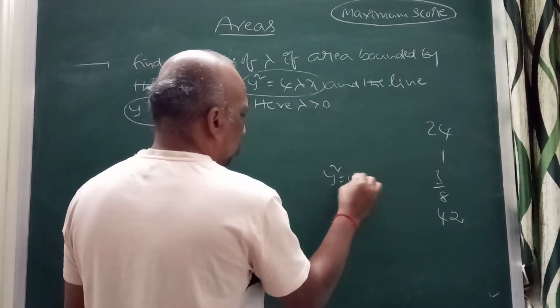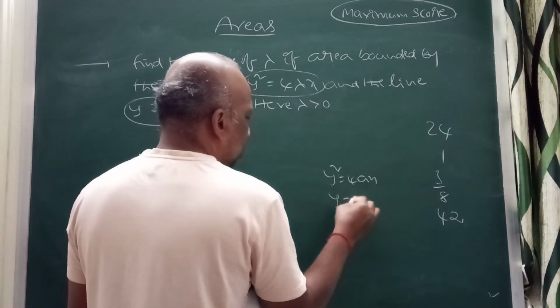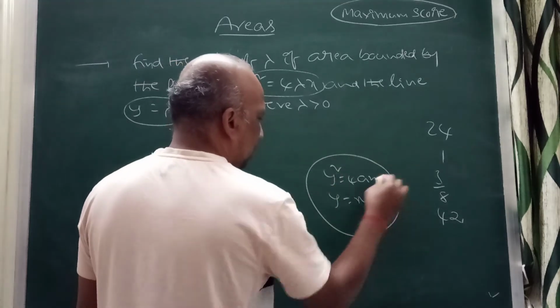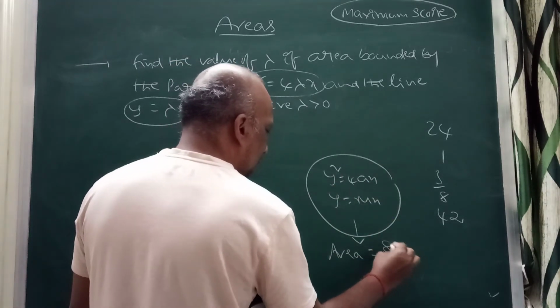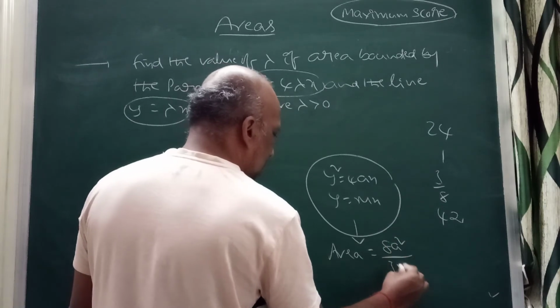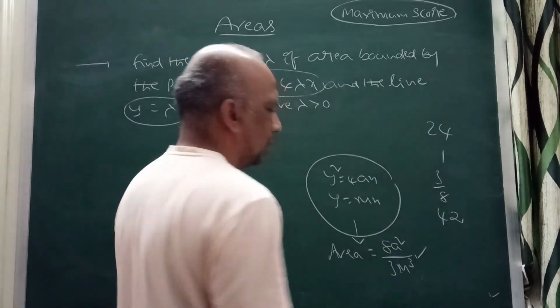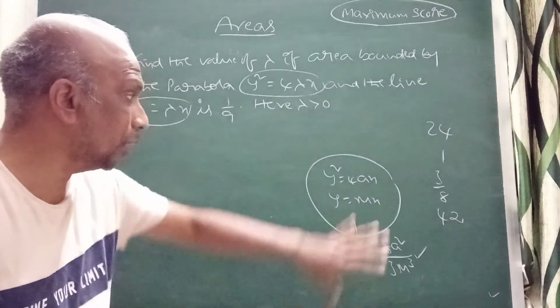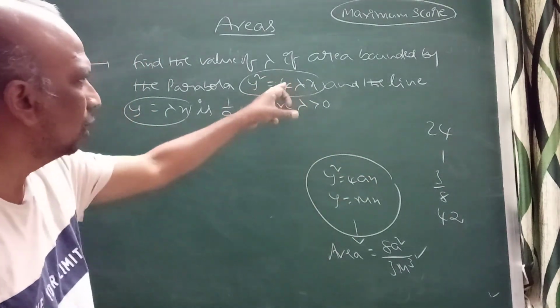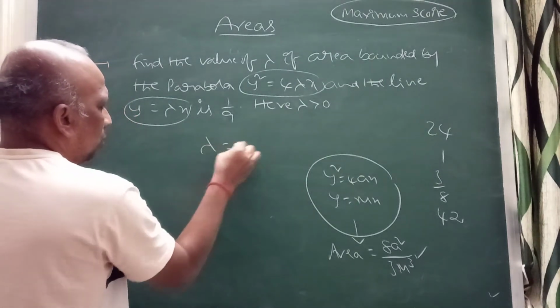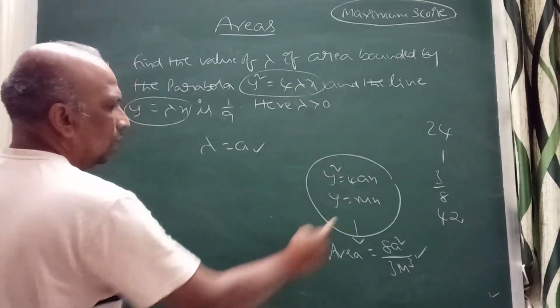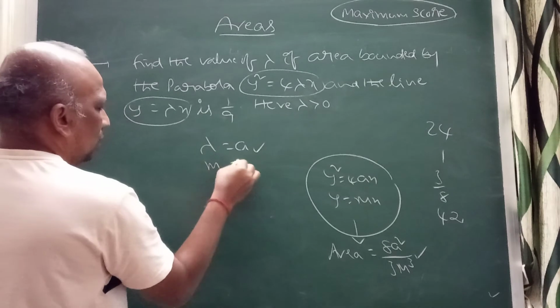When y square is equal to 4ax and y is equal to mx, for this combination the formula for the area is 8a square by 3m cube square units. You can compare this: 4 lambda equal to 4a, so lambda is equal to a. Correct, lambda is equal to a. M is also lambda here. M is equal to lambda.